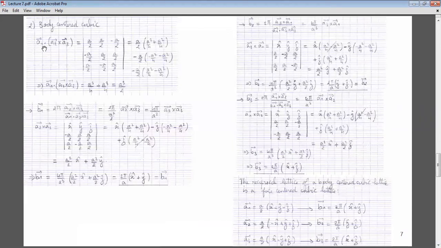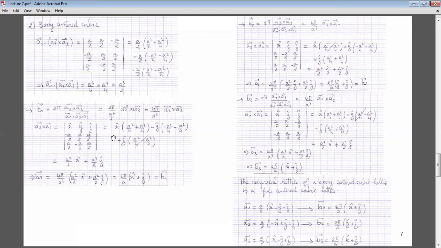The first thing is to get A1 dot A2 cross A3. So you just put whatever A1 is. It is A over 2 x, A over 2 y, minus A over 2 z. A2 is minus A over 2 x, A over 2 y, A over 2 z. A3 is A over 2 x, minus A over 2 y, plus A over 2 z. So you do the cross product here. This is the first step. And once you do the cross product, now you can start calculating B1. B1 is 2 pi A2 cross A3 over this number over here.